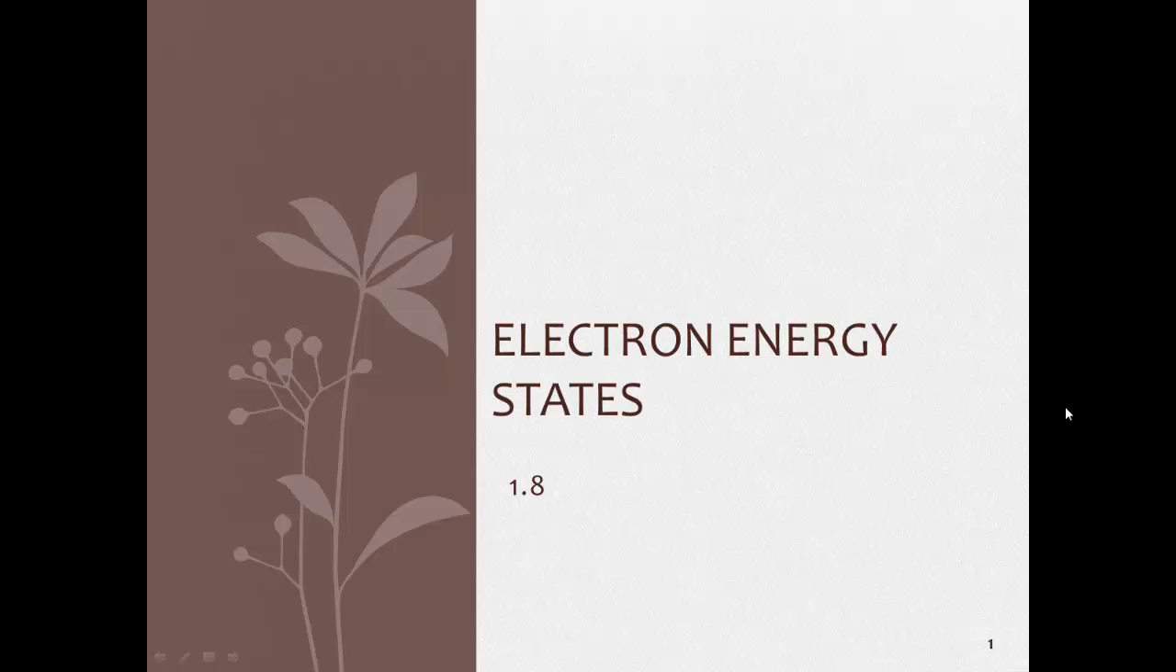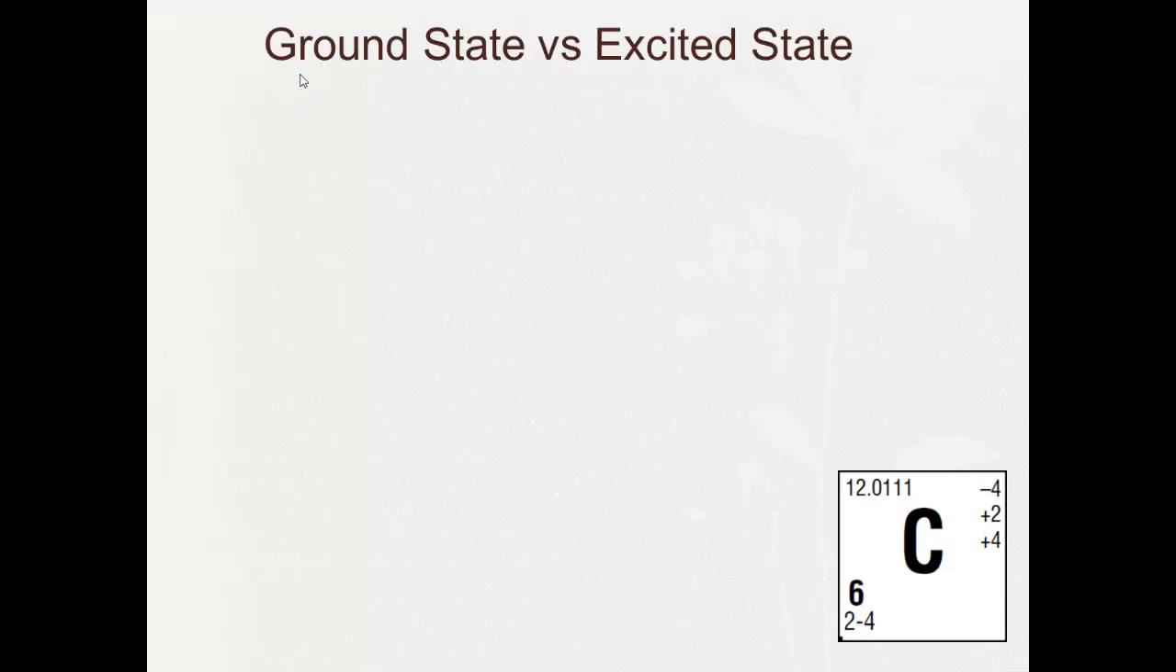So far what we learned is that electrons are in shells and each shell has a different amount of energy. Electrons tend to fill up the lower shells first before the outer shells. Okay? Alright, so what we're going to talk about now is ground state electrons versus excited state electrons.